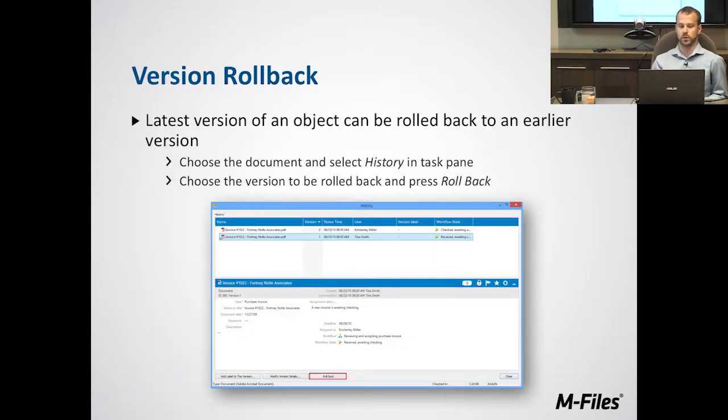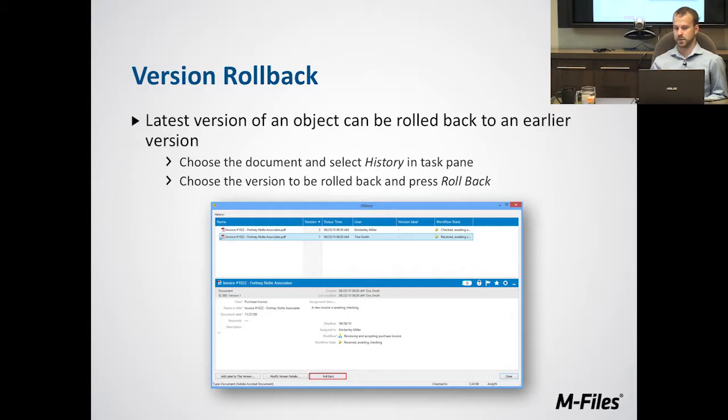If you want to see old versions, you can do so by right-clicking a document and selecting History. You'll be brought to this window here where you can see a list of the different versions of the specific document you're looking at. With this, you can select an older version and perform a rollback. We'll look at an example of this.